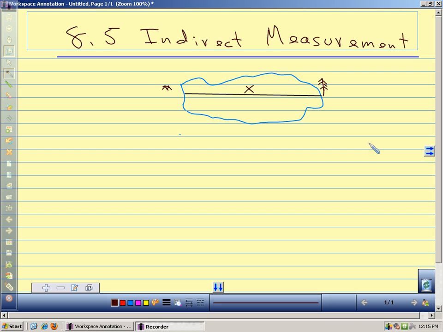So he knows that you are a really smart geometry student. He asked you, how do I figure this out? And you, being the smart geometry student you are, say, I can figure out how far it is across that lake. So here's what we're going to do.